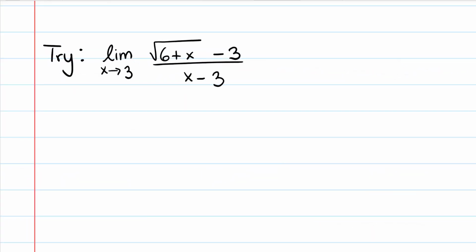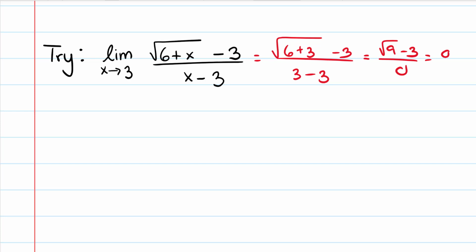So now on your own, I want you to try to determine the limit as x approaches 3 of the square root of 6 plus x minus 3 all divided by x minus 3. Alright, let's see what we get. If we just plug this in using direct substitution, we're going to get the square root of 6 plus 3 minus 3 over 3 minus 3, which gives me the square root of 9 minus 3 over 0, which is 0 over 0. Again, this does not tell me anything. This is no good.